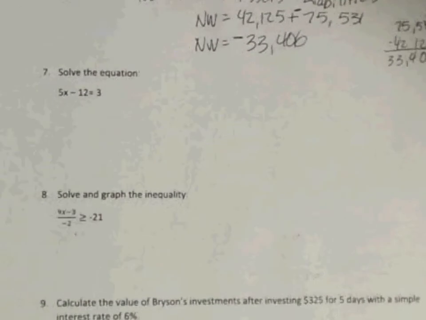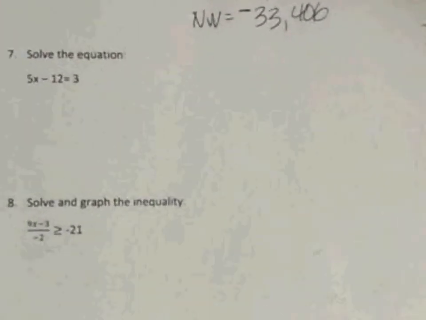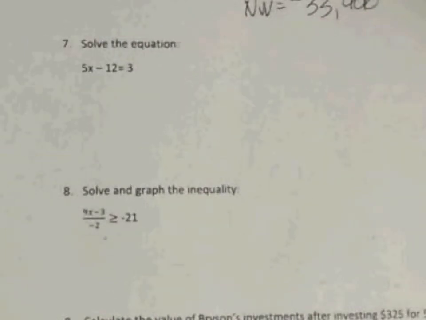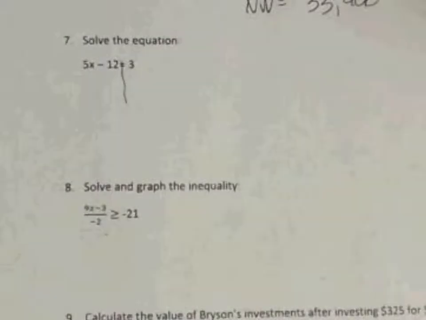Always, the very first thing we want to do is isolate our variable, which in this case is 5x. I'm going to put my center line down there.